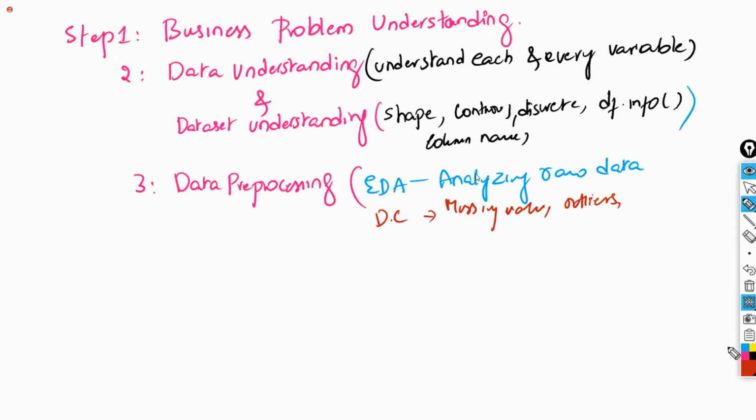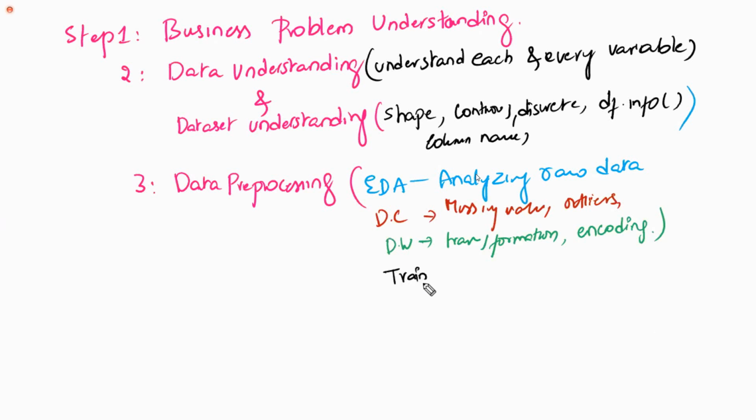After that, the next step is data wrangling. That is, do the transformations and encoding. Up to this, you have to do. This part is called data pre-processing. Once this is completed, you go with the next step, train, test, split. You have to apply the train, test split and divide the data randomly. This is the next step.